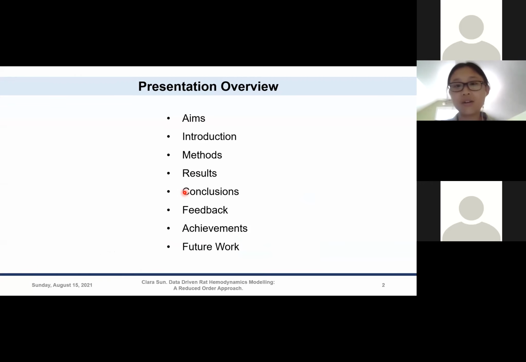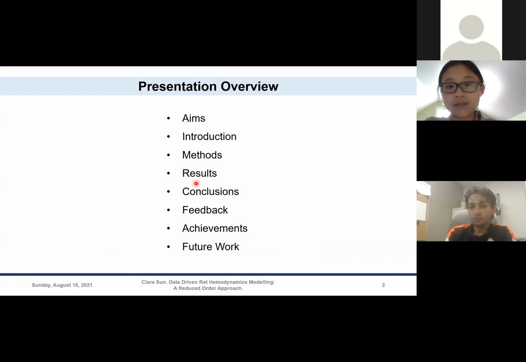So let's start with an overview of this workshop. I will begin by sharing the aims of our work, and I will expand on these by giving you an introduction. And then I will introduce you to reduced order modeling, as well as some of the mathematics we used, and describe how we used it in our present study.